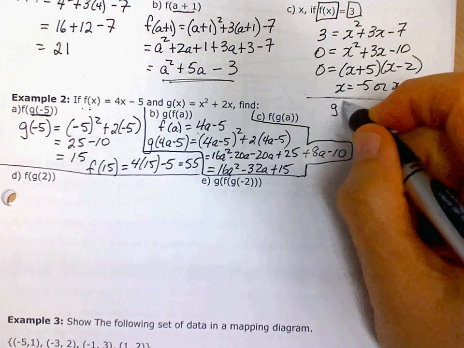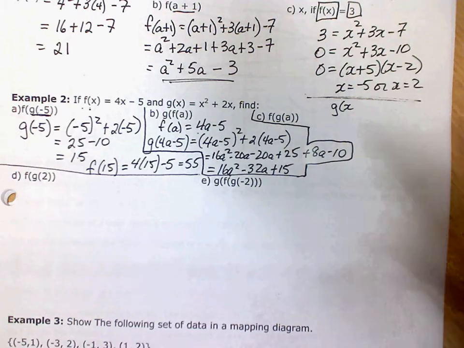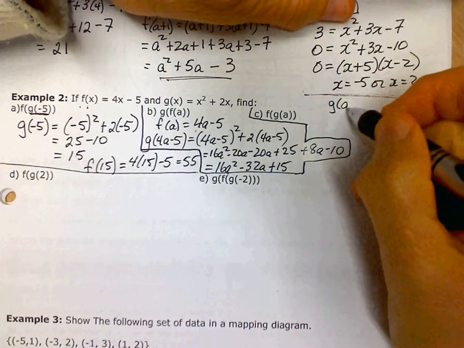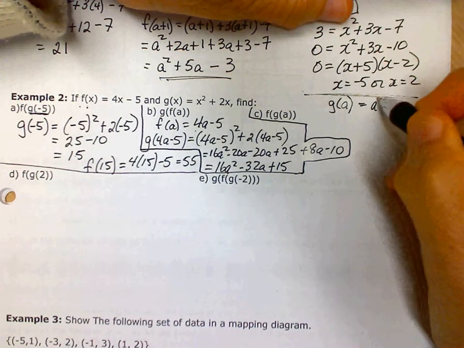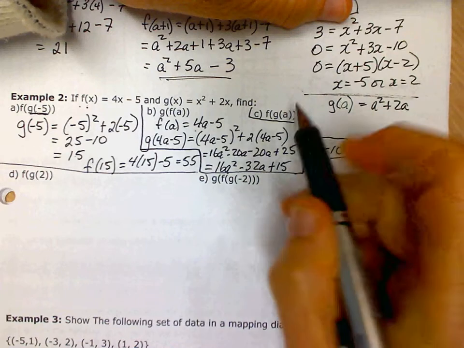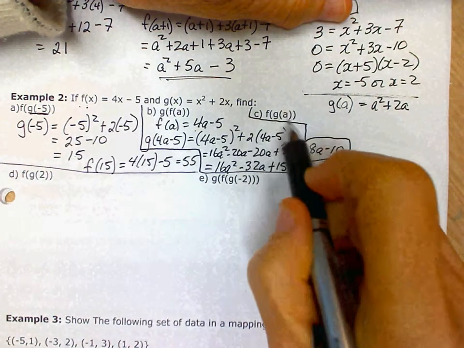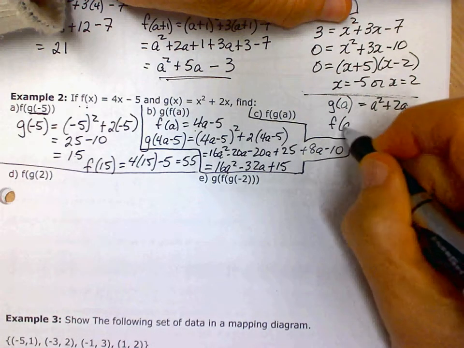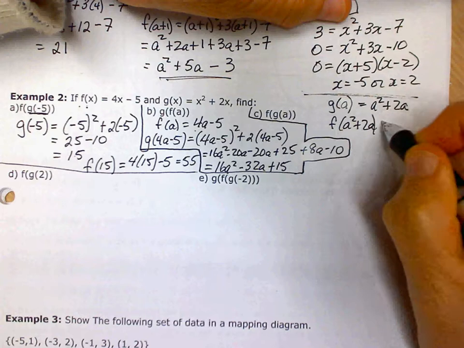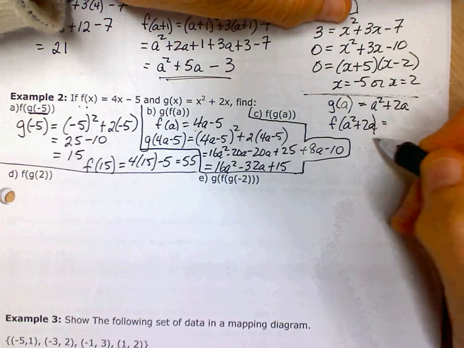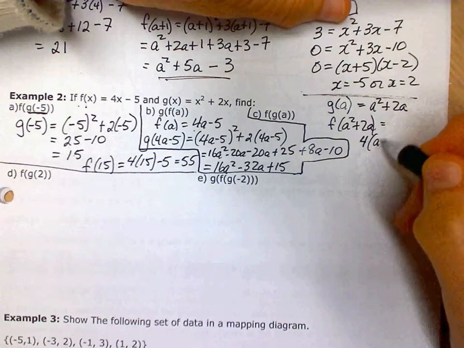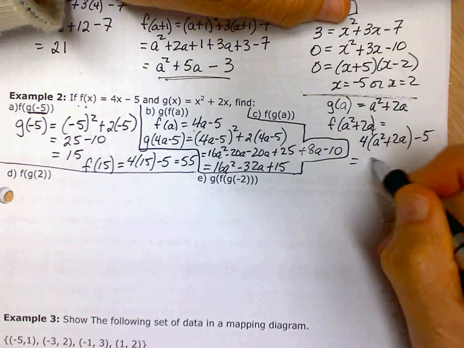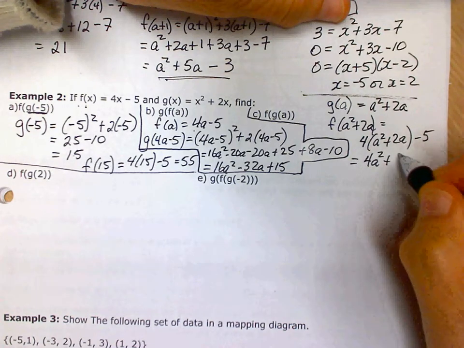G of a, I'm so used to writing x, I keep on writing it. G of a equals a squared plus 2a, right? Because you start inside the brackets, you do that first. And then f of a squared plus 2a is equal to 4 times (a squared plus 2a) minus 5. And that's going to be 4a squared plus 8a minus 5.